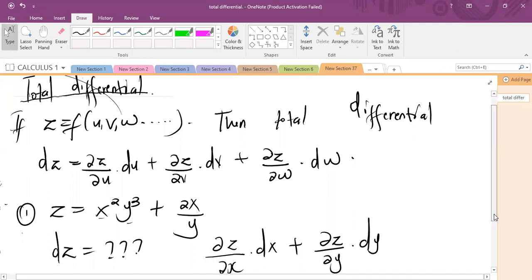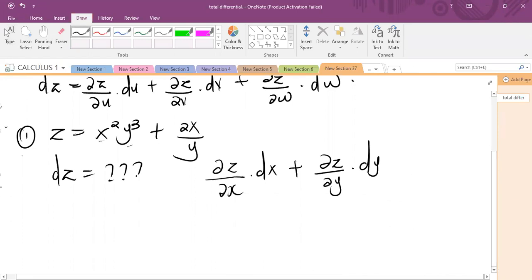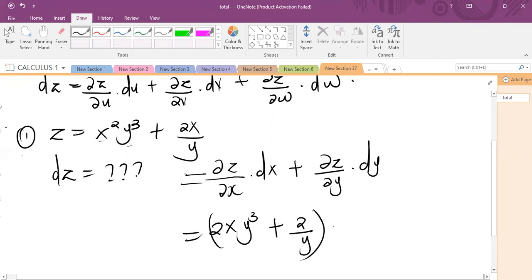So evaluating that, what do we get? Coming to get the partial derivative of z with respect to x, look at z. Partially differentiating it with respect to x, meaning y is acting as a constant. So differentiating this, we will have 2xy cubed plus, differentiating this with respect to x, y is acting as a constant, so our answer will just be 2 over y. Then multiply all this with dx plus, now we evaluate the partial derivative of z with respect to y.